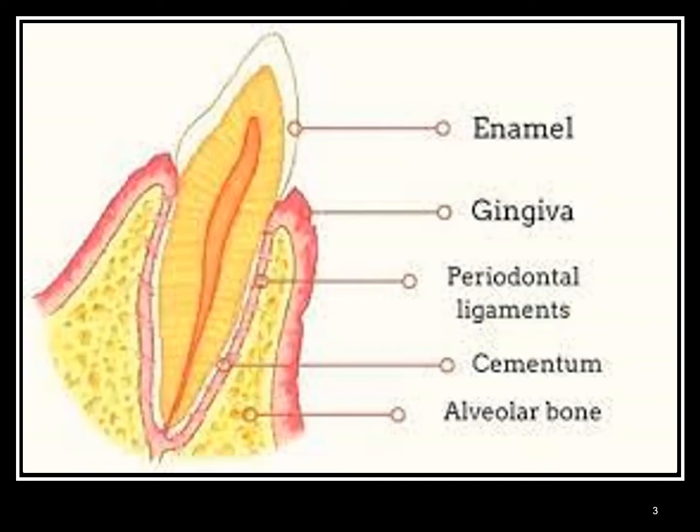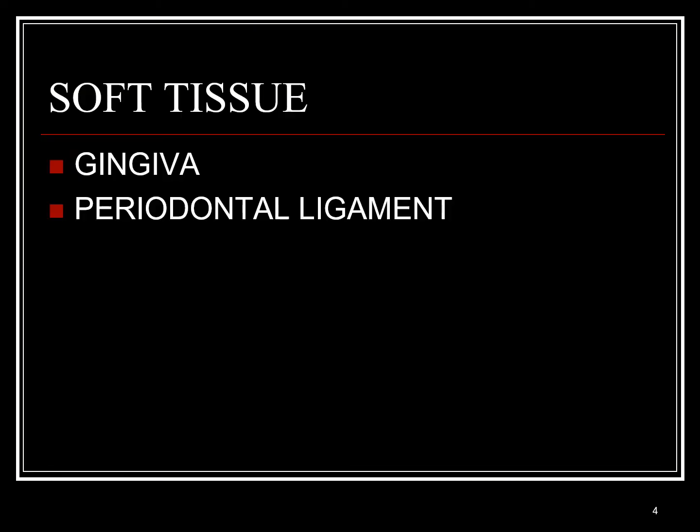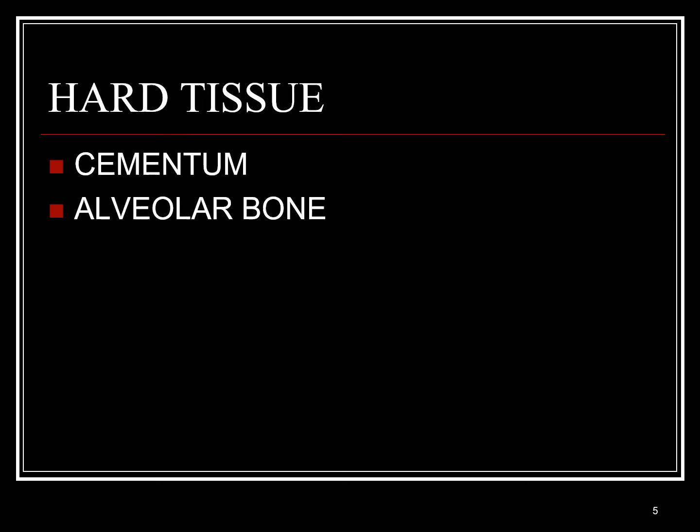This figure depicts the soft tissues and the hard tissues surrounding the teeth. The gingiva and periodontal ligament are the soft structures, while cementum and alveolar bone are the hard structures.